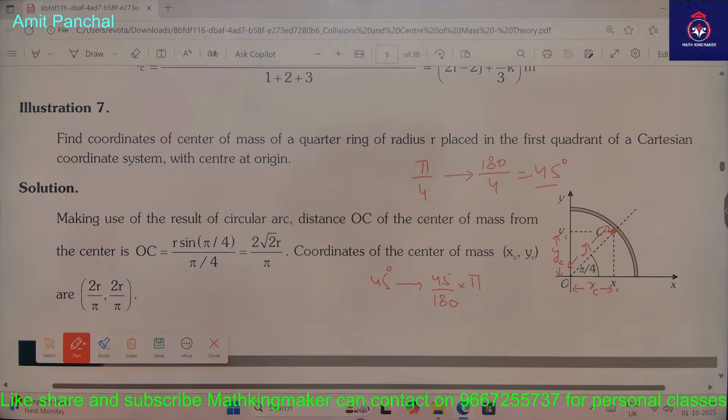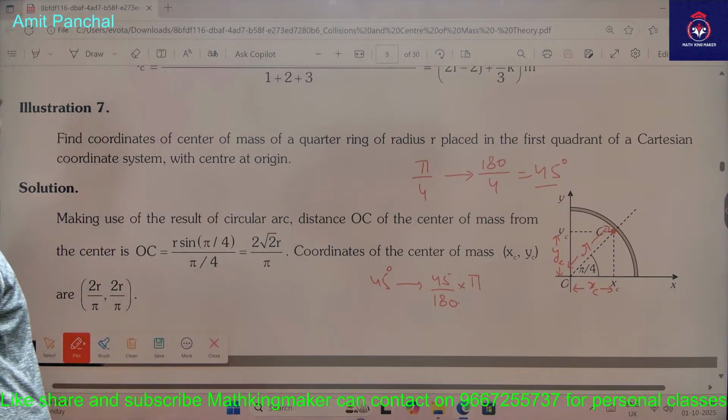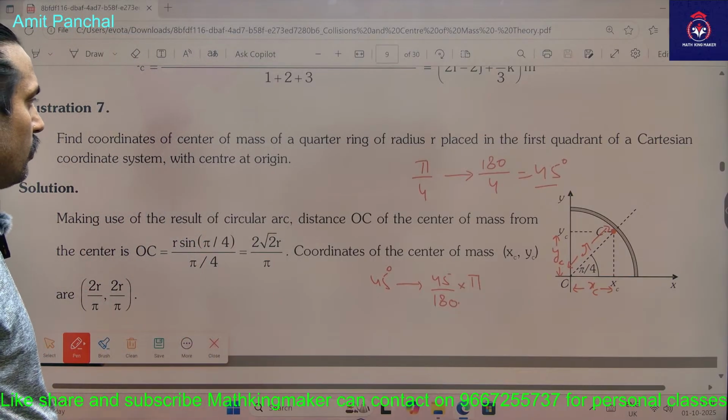My component is equal to r by root 2. R by root 2? Yeah. We converted it to degrees, right?